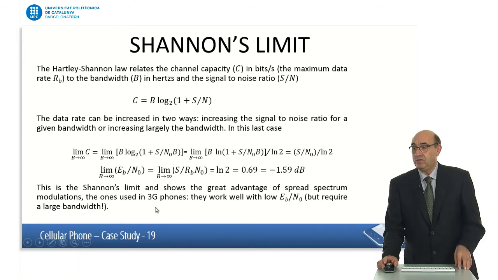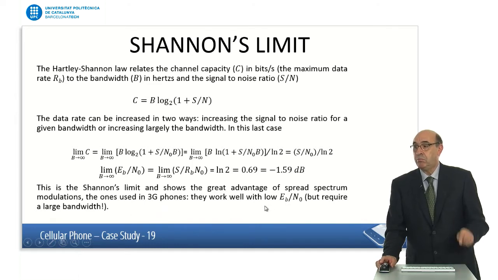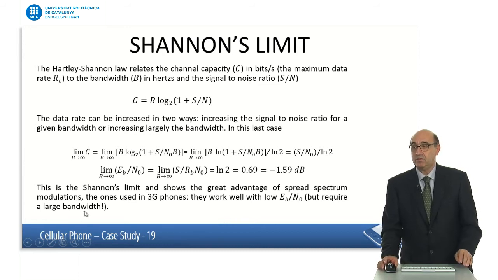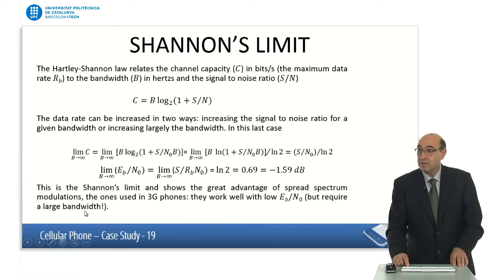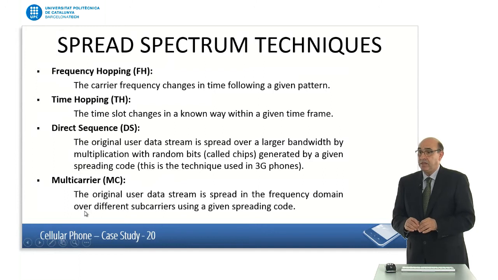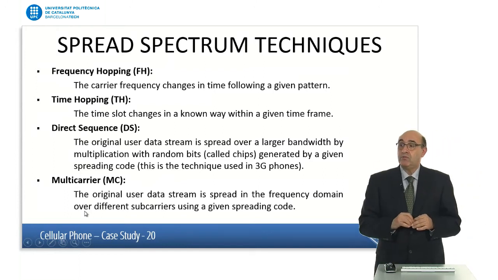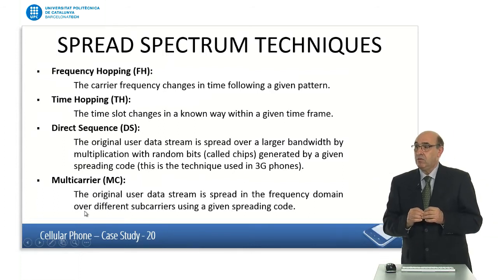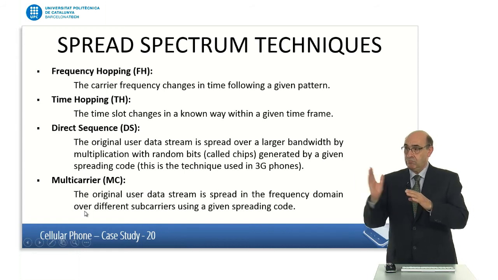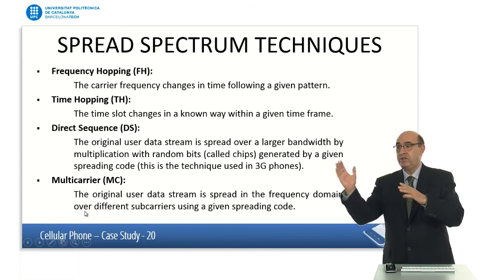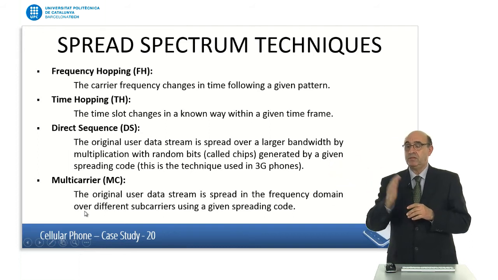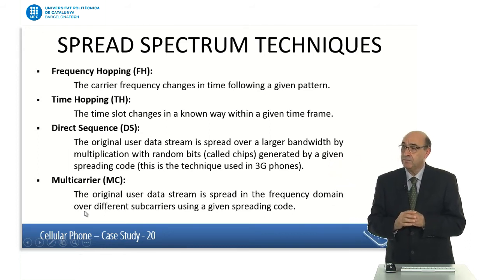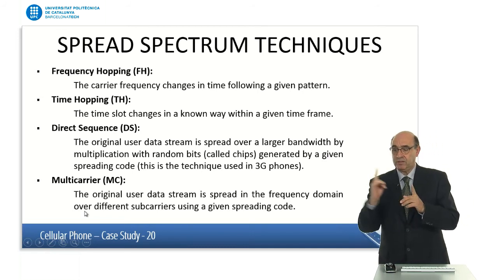This is what we do in 3G phones, all right? They work well with low signal-to-noise ratios, but the price to pay is that they require a very large bandwidth. We are going to comment on how this is achieved. There are different techniques to increase the bandwidth, and they've been in use in different scenarios. One is just to make the carrier frequency shift along a certain pattern. Just keep changing the frequency, and this is why it's called frequency hopping. You just keep doing this.